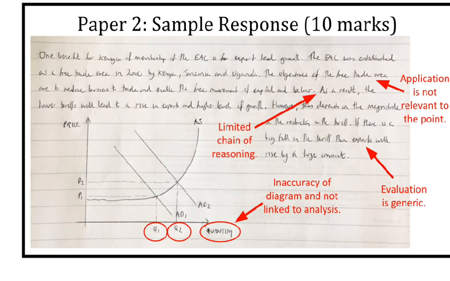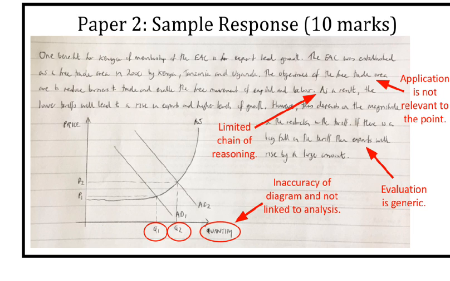So we're now going to look at a paper 2 sample response. This is the 10 marker from the sample Edexcel paper looking at the benefits of membership of the EAC. So as you can see, this candidate has just written a huge block of text with no clear distinction between where the analysis is and where the evaluation lies.